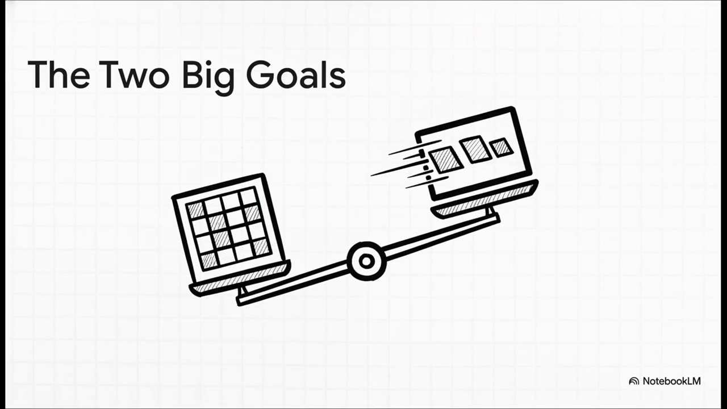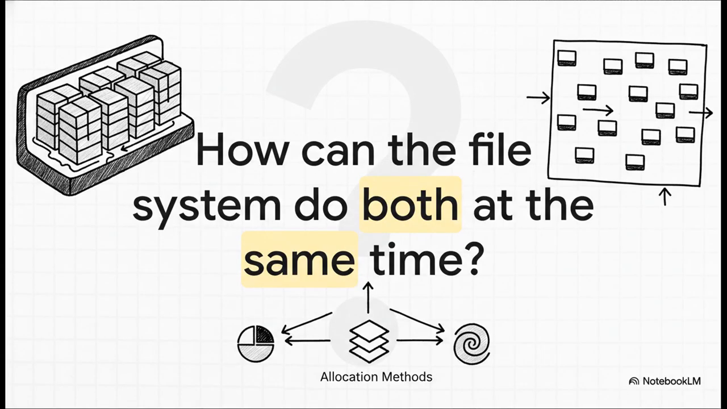And here's the tricky part. Our librarian is basically trying to do two things at once that often completely contradict each other. First, it needs to use the disk space as effectively as possible. No wasted space. But second, it needs to arrange the files so we can get to them as fast as possible. You see the problem, right? Packing things in super tight to save space might make them really slow to retrieve later on, and spreading them out for speed might waste a ton of space. So how on earth can the digital librarian do both at the same time? Well, it turns out it has a few different strategies or allocation methods it can use.